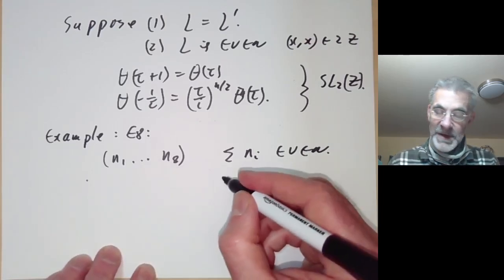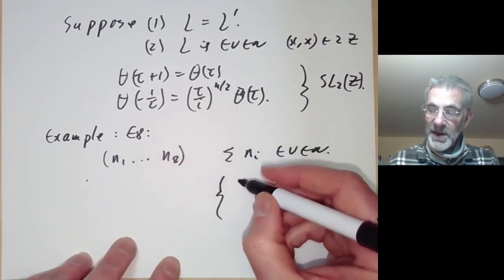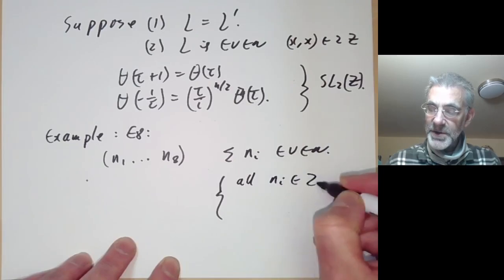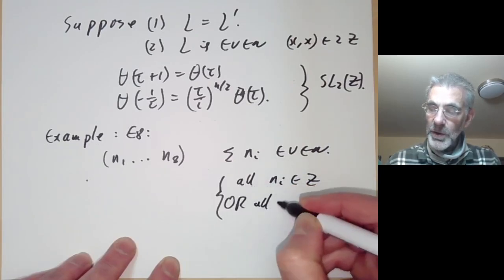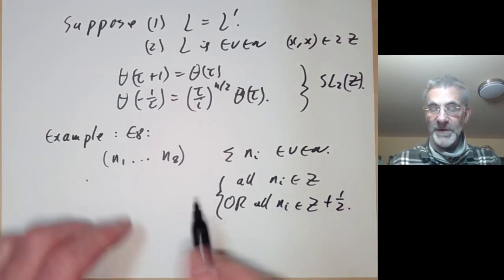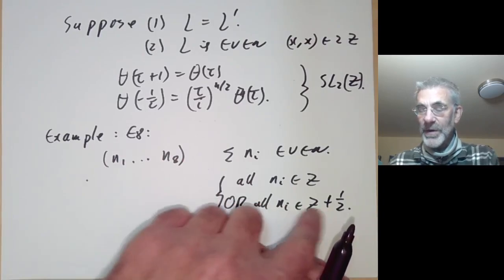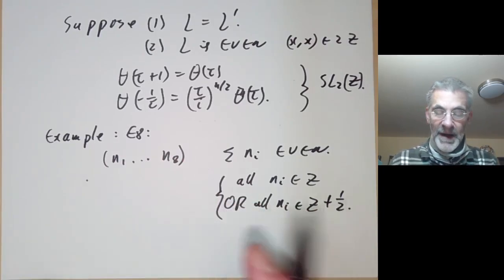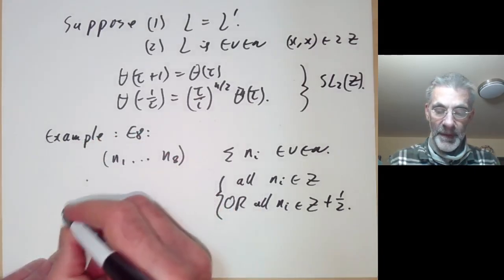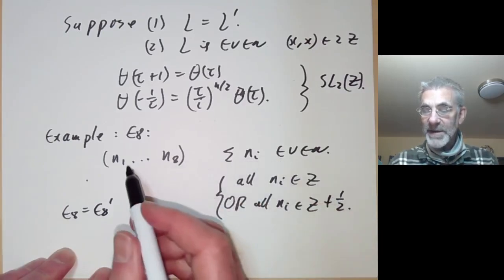So what we do is we add back in the same number of vectors. So we take the vectors such that all ni are integers, or all the ni are integers plus a half. So we've sort of thrown away half the vectors of the lattice, but we've then added an equal number of other vectors. And you can easily check that this lattice is now self-dual. So E8 is E8 dual. And also all vectors have even norm.